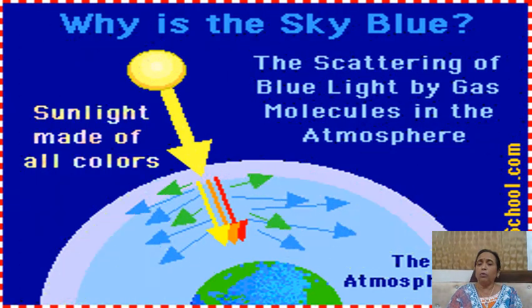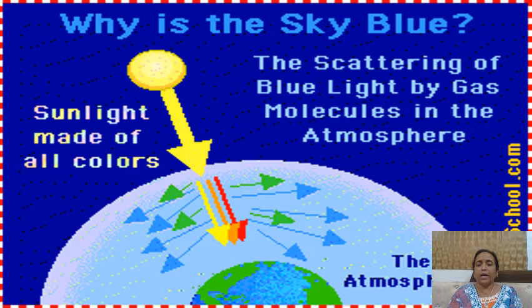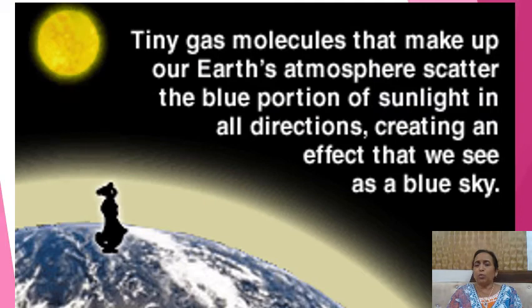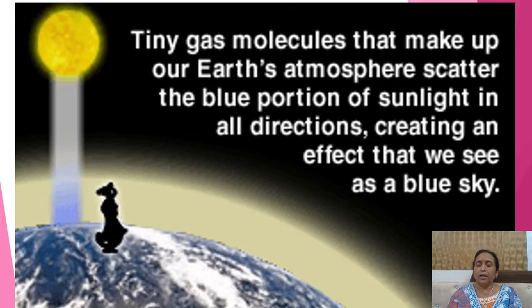Now, why is the sky blue? The scattering of the blue light by gas molecules in the atmosphere can be seen in this diagram very clearly. Sunlight is made up of all colors, but the atmosphere mainly scatters the blue color. Why? Because the particles in the atmosphere are very minute. Tiny gas molecules that make up our Earth's atmosphere scatter the blue portion of the sunlight in all directions, creating an effect that we see as a blue sky.